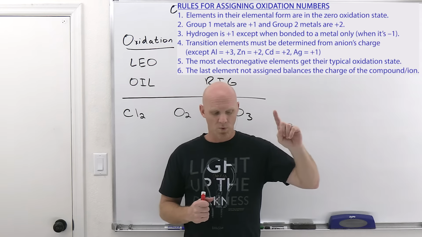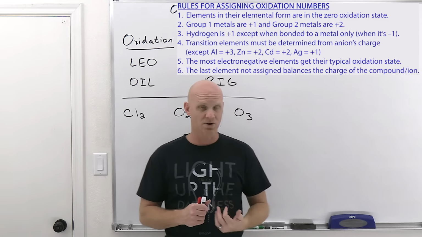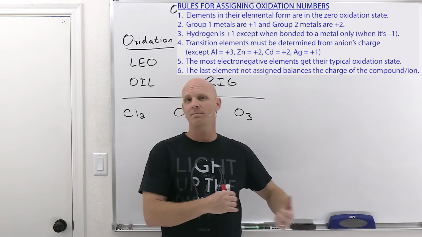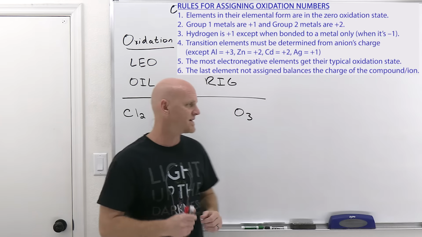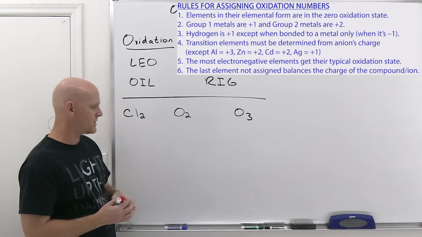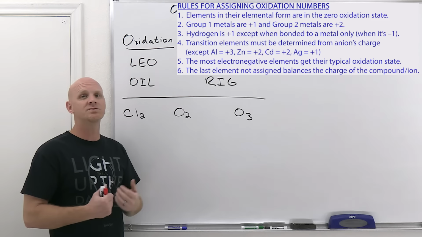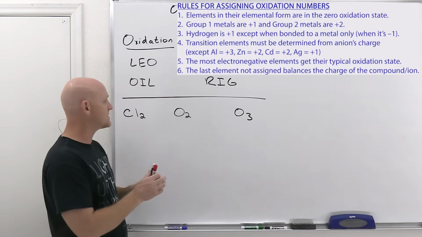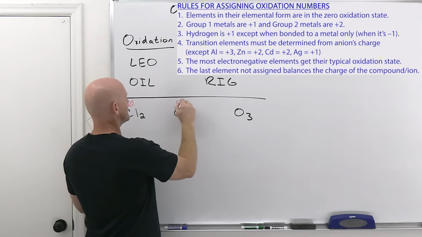So rule number 1: elements in their elemental form are in the 0 oxidation state. If you have an element rather than a compound, elements in their elemental forms are just in the 0 oxidation state. I've got some examples here, a couple of diatomics. I very well could have put sodium metal in here or something like that. Any element in its elemental form, not as an ion, is automatically by default in its 0 oxidation state.